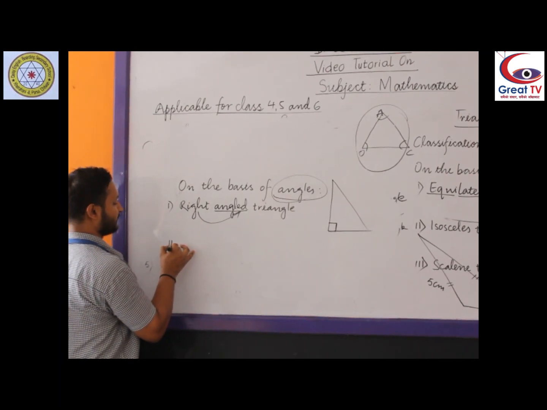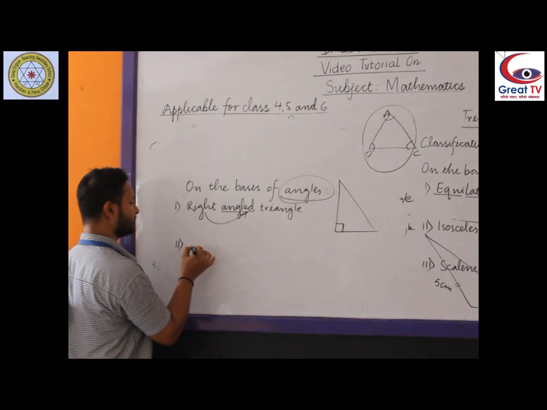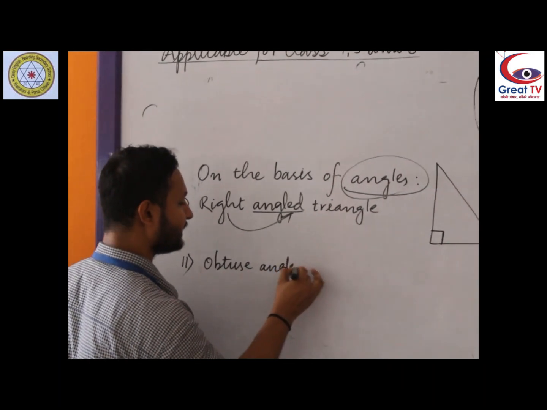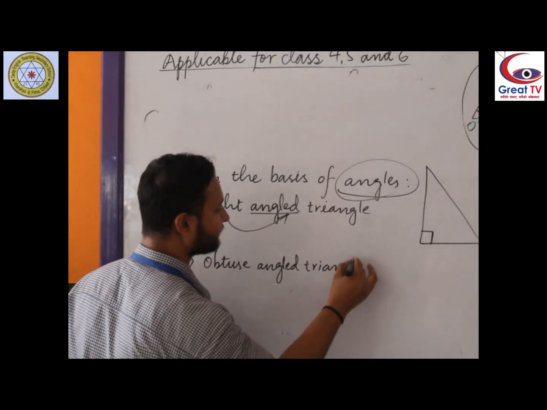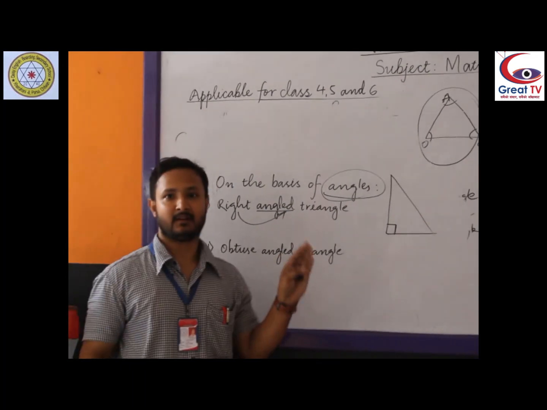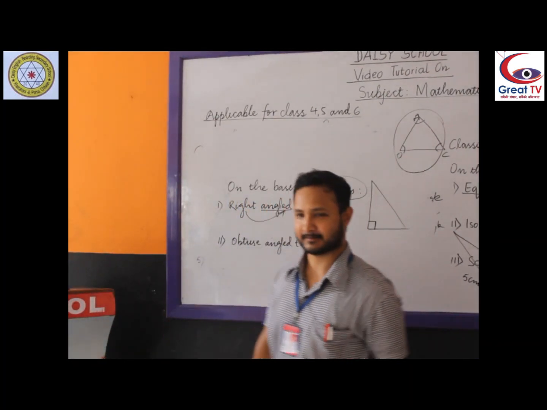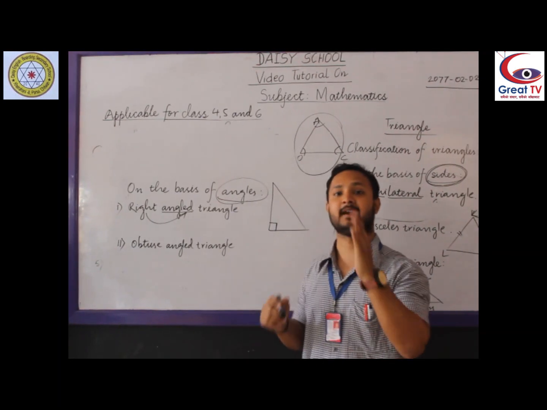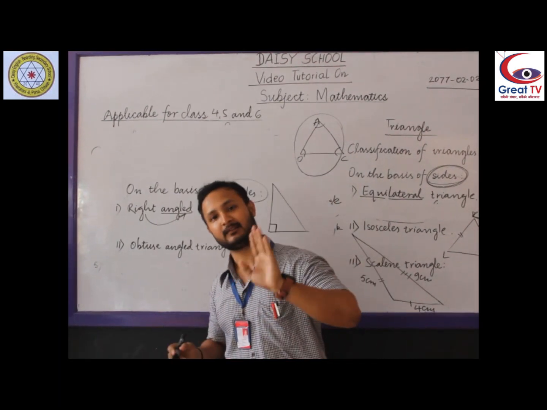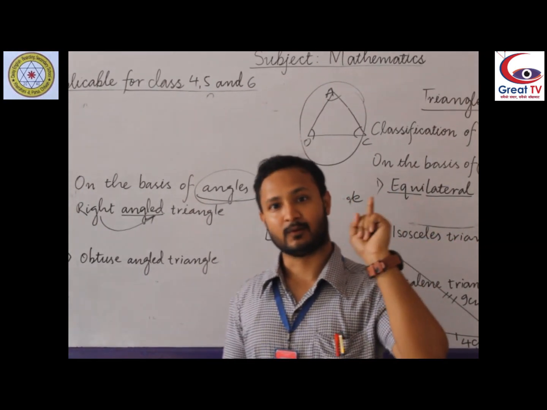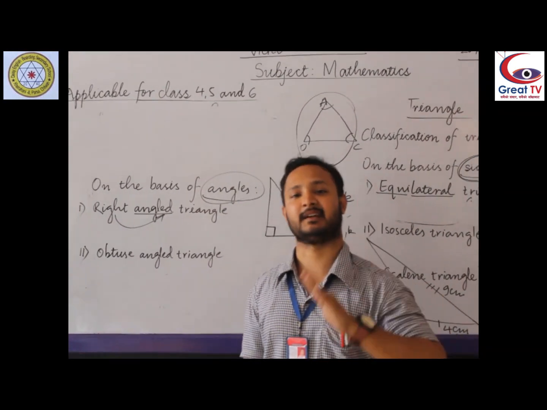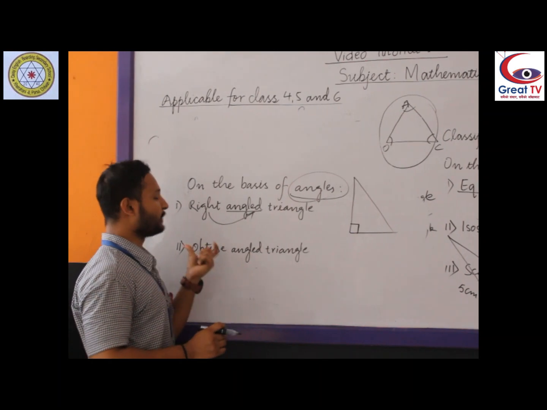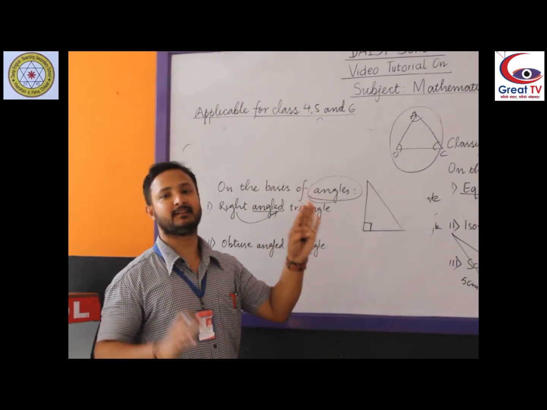Now let's go to another type of triangle, that is obtuse angle triangle. Can you say what is an obtuse angle? Of course, yes. I have already told you. Obtuse angle means the angle greater than 90 degrees and less than 180 degrees. That is, the obtuse angle lies in between 90 degrees and 180 degrees.